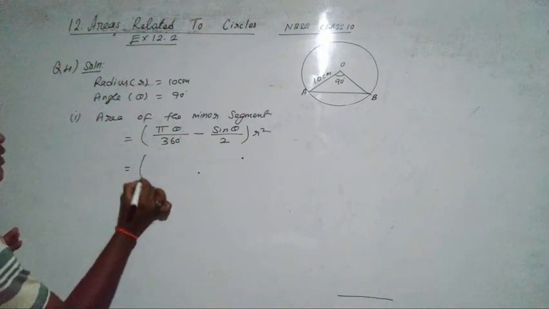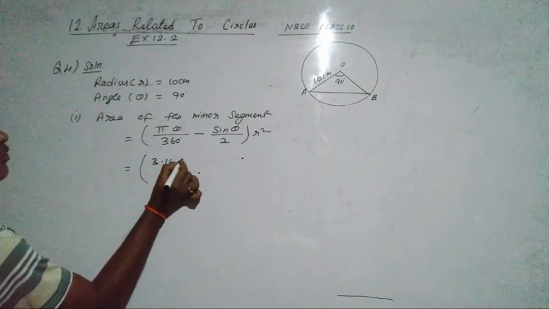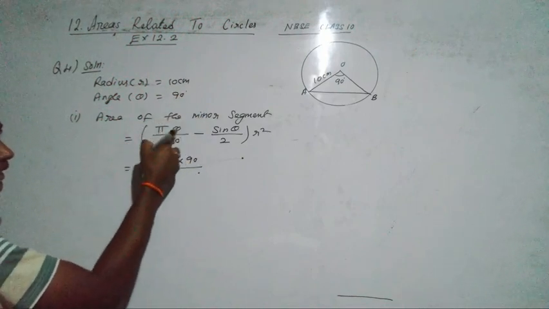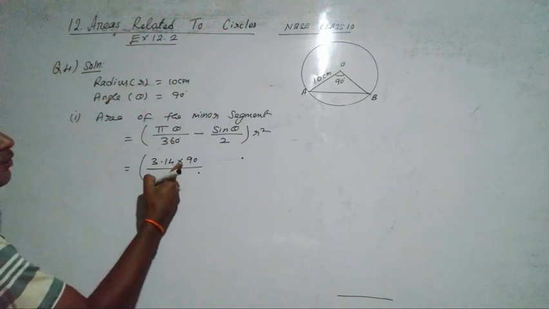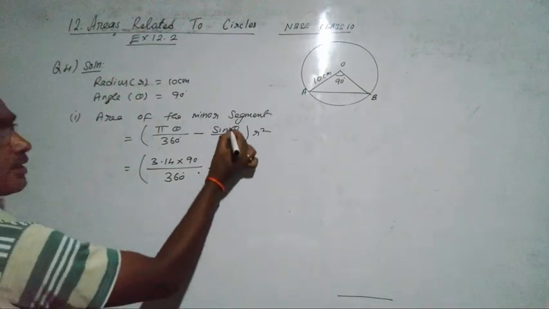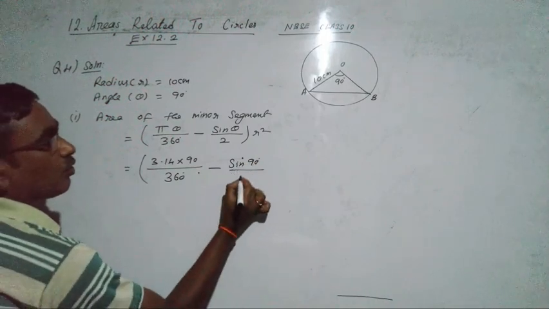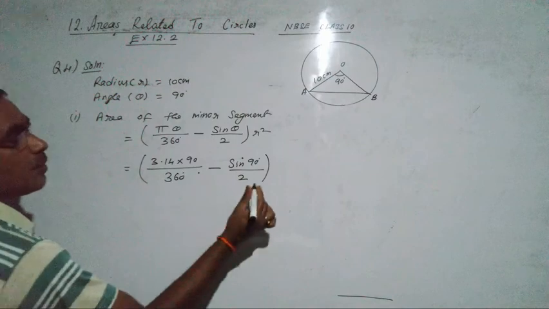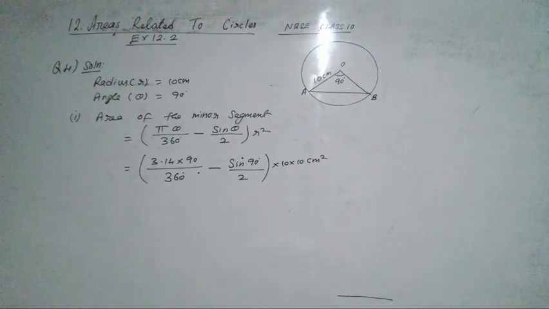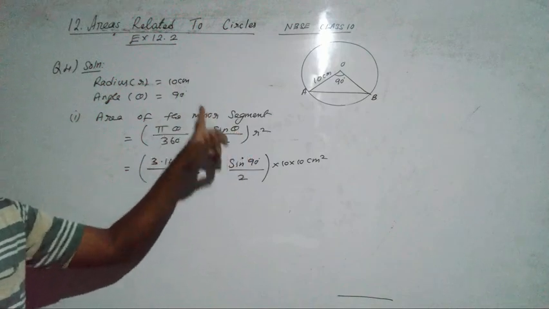Okay, let's put the value. Pi value is already given by the question, 3.14. Pi becomes 3.14 into theta, theta becomes 90, divided by 360, minus sin theta, which means sin 90, by 2, radius becomes 10, so 10 into 10 because r square, 10 into 10 centimeter square. I hope you understand that. Substitute the value, pi value, theta value we know, and 360, sin theta has become sin 90.